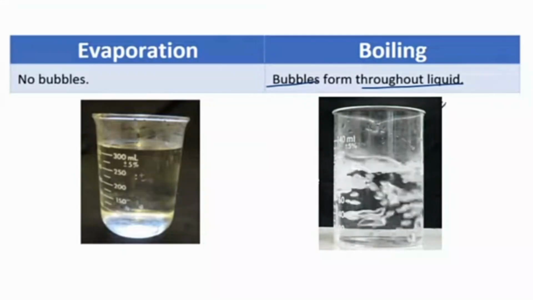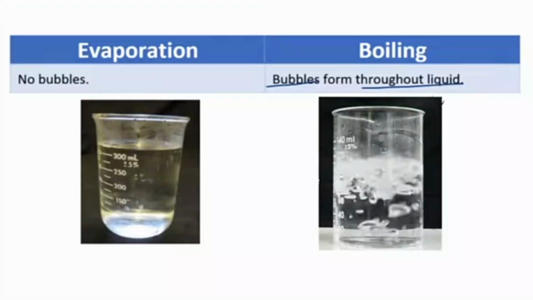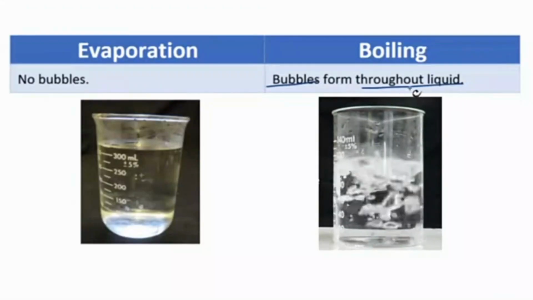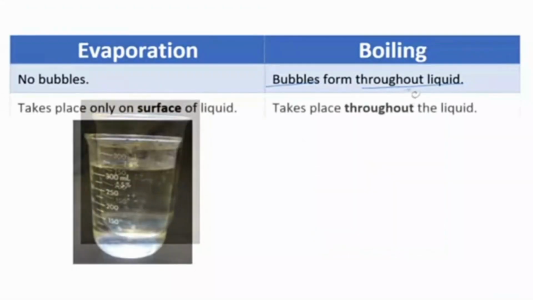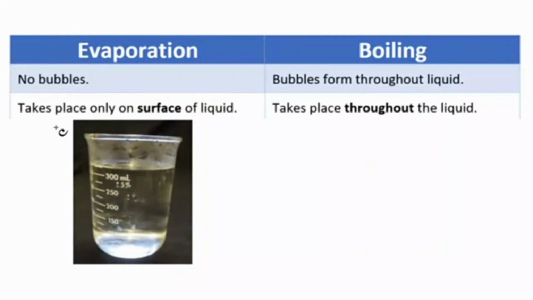So one difference that we can see right away is that with evaporation, we don't have bubbling or boiling, whereas with boiling we have bubbles throughout the liquid. This kind of leads to our second point, that evaporation only takes place on the surface of the liquid. So in our beaker here, water molecules are leaving the beaker, but they're only leaving from the surface. That's the only place they can really get out. Evaporation takes place at the surface of the liquid.